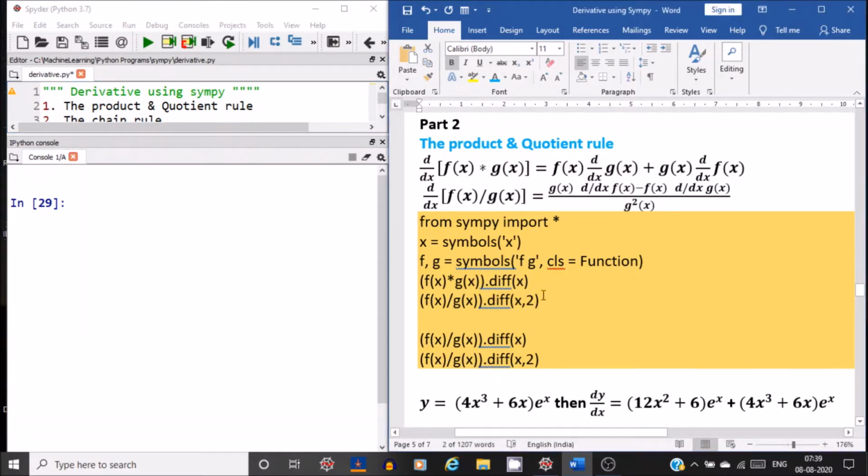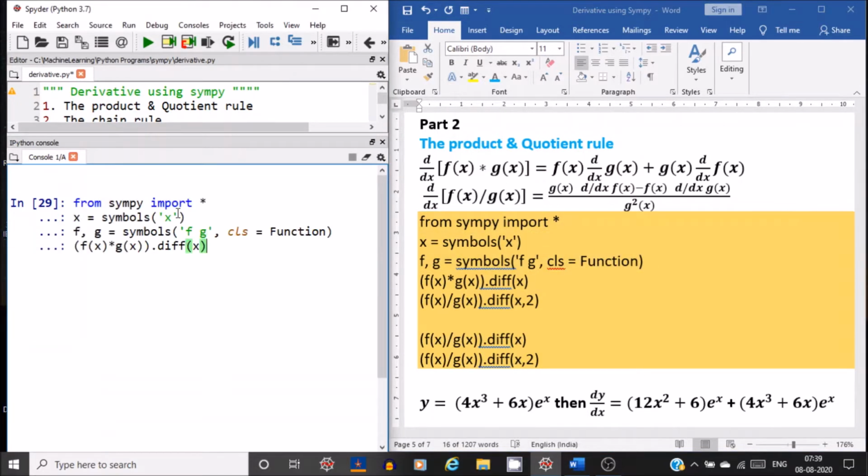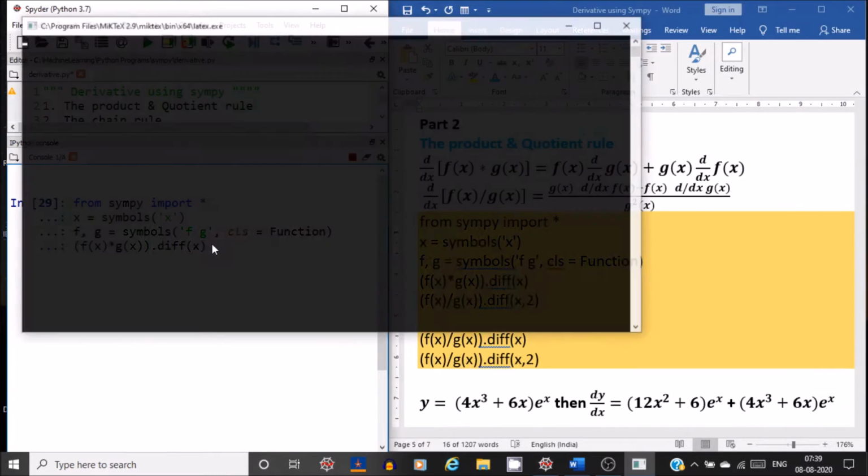Now how to implement it? We can implement it this way. From SymPy import asterisk, we have to import SymPy, and here we have to define x as a symbol, and f and g both are functions. Here we have to implement f(x) into g(x), so the product of these functions f(x) and g(x), and we differentiate with respect to x. So we can see the result.